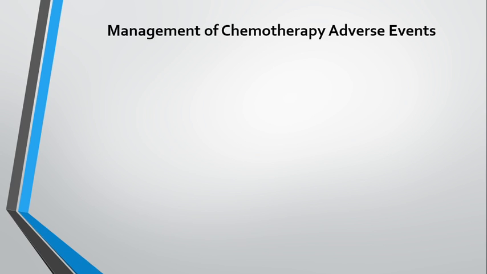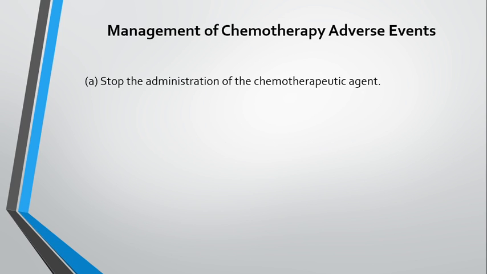So all these show that cancer chemotherapeutics are potentially hazardous, and therefore you have to adhere strictly to the institutional protocols and to the guidelines when handling these cancer chemotherapeutics. Now we'll see how the chemotherapy adverse effects have to be managed. So if any life-threatening adverse effects appear, you will have to stop administering the chemotherapeutic agent. You have to notify the doctor. Leave the cannula in place because they are given IV. So you leave the cannula in place.